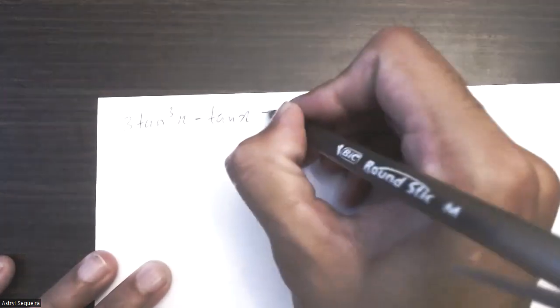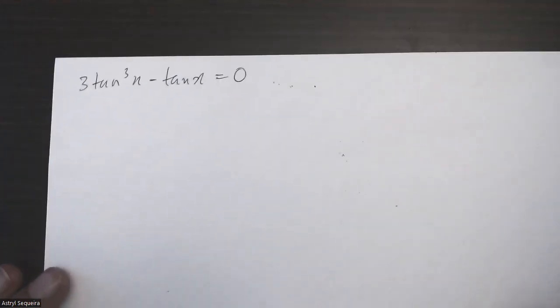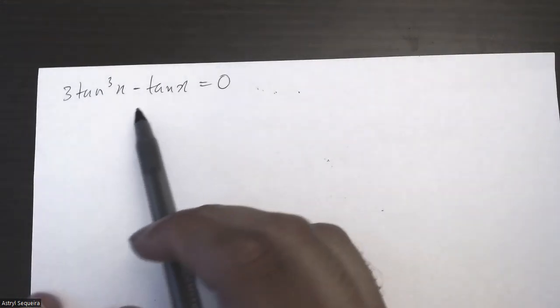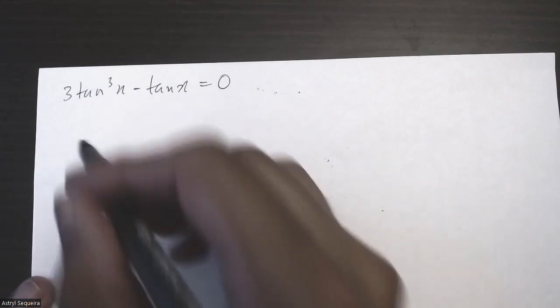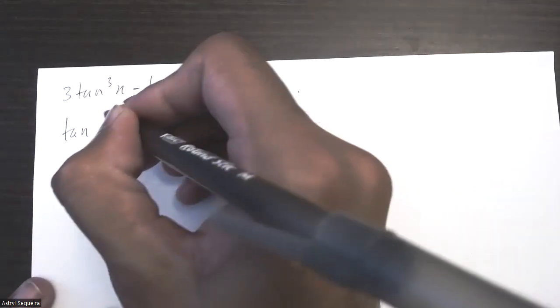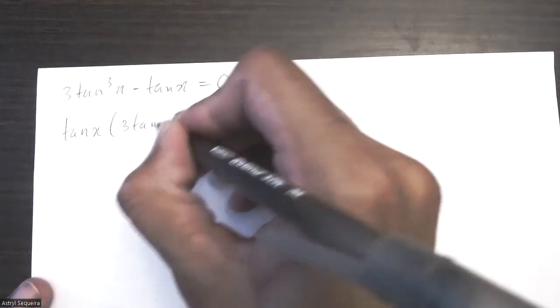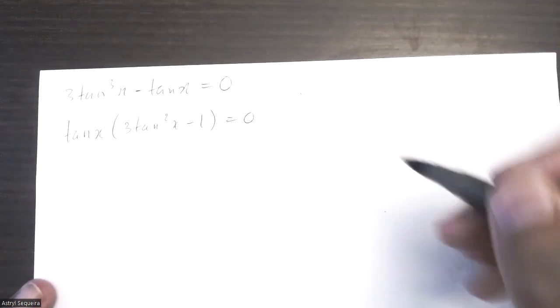So it was 3 tan cubed x minus tan x equals 0. This might actually be easier than the last one we did, just because that one was much harder than I actually initially thought it was. So this one, pretty simple. First step is common factor of tan x. Left with 3 tan squared x minus 1 equals 0.